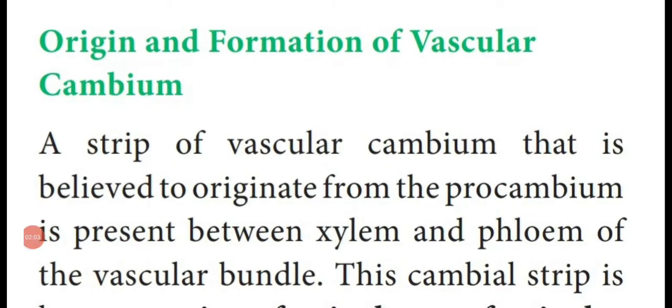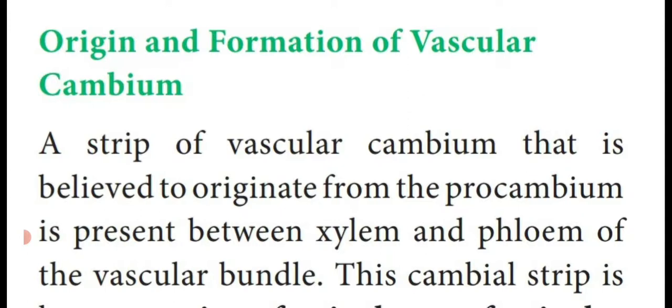Next, we are going to see how the vascular cambium is originated and its formation. Dear students, this vascular cambium looks like a strip or ribbon, which originates, means is produced, from the procambium, which is present between the xylem and phloem of the vascular bundle. This one also we already studied in the previous lesson.